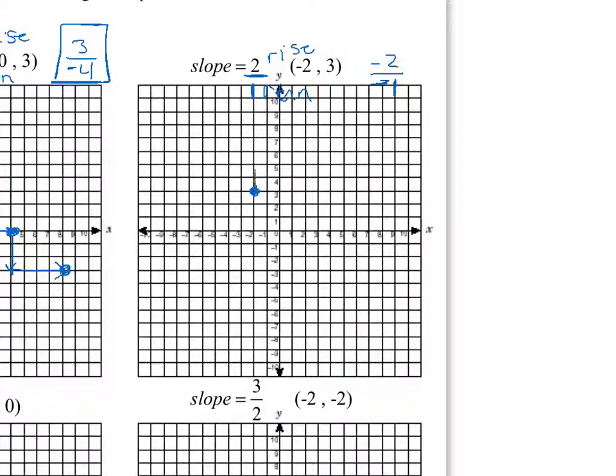I could rise 2, run 1. Rise 2, run 1. Or I could go down 2 and backward 1. Down 2, backward 1. Either way, we're all getting points along the same line.